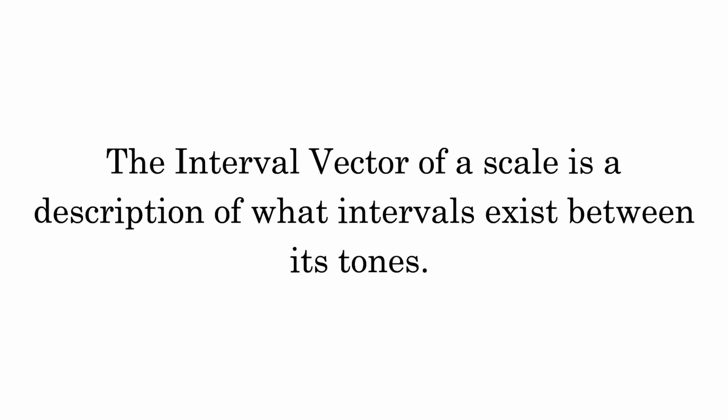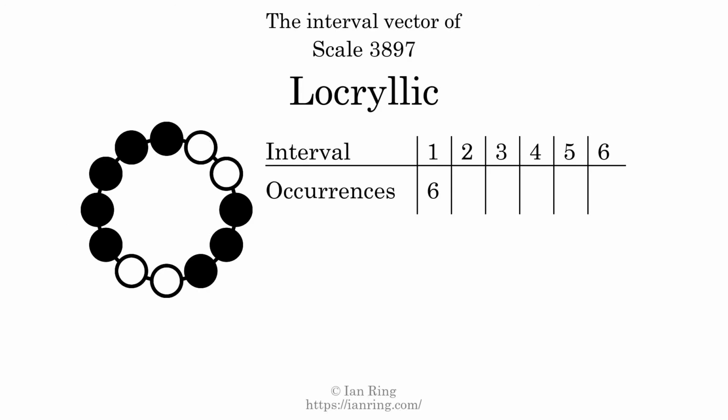The interval vector of a scale is a description of what intervals exist between its tones. There are 6 intervals with a size of 1 semitone. They are here, here, here, here, here, and here. There are 4 intervals with a size of 2 semitones. They are here, here, here, and here.